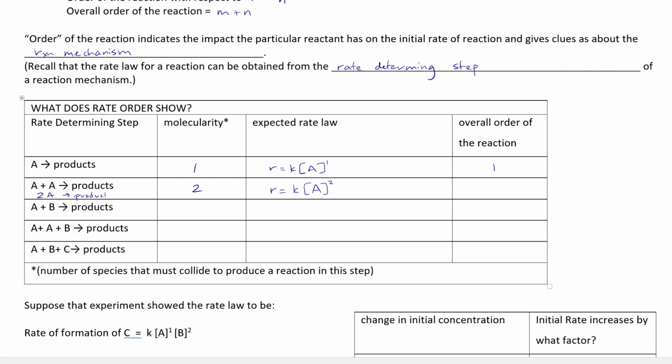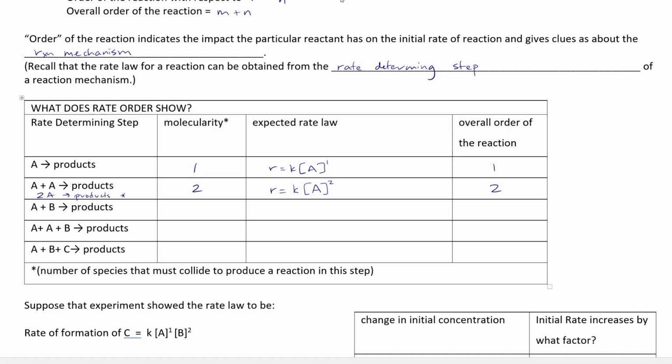Because what I've just written is a rate determining step, an elementary step in the reaction mechanism, the stoichiometric coefficient is the exponent in the rate law. The overall order of this reaction is 2.